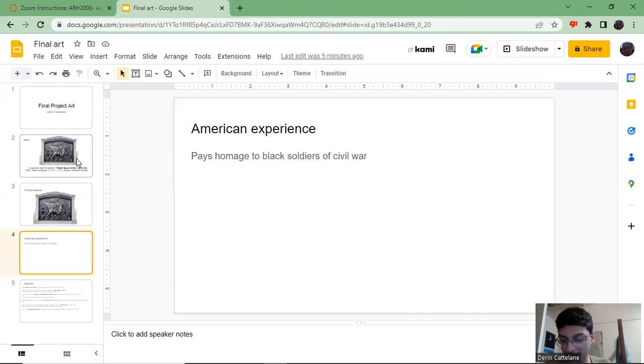This artwork is significant in that it is the first civic monument to pay homage to the heroism of African American soldiers. It recently even underwent restoration, showing that people still care about it.